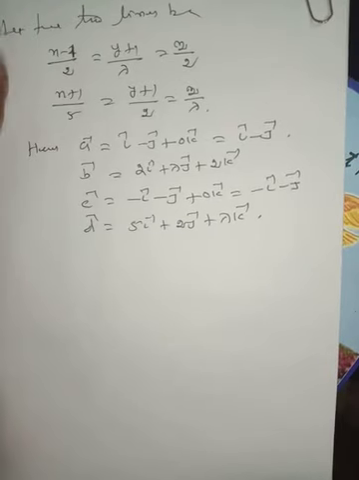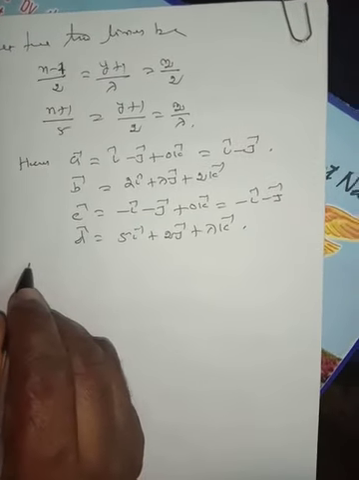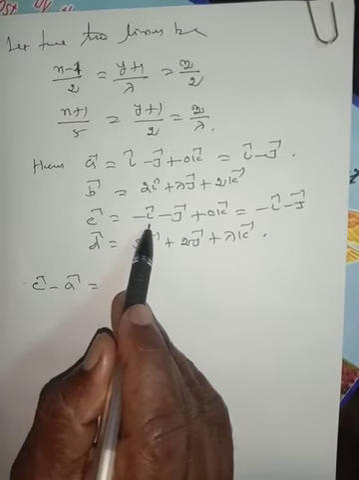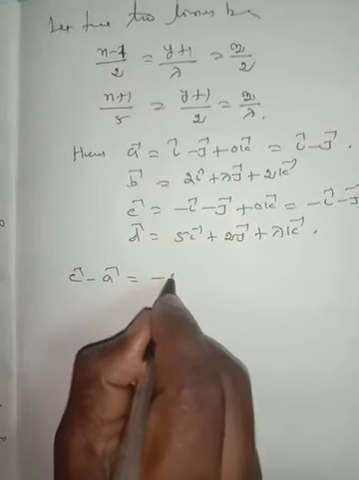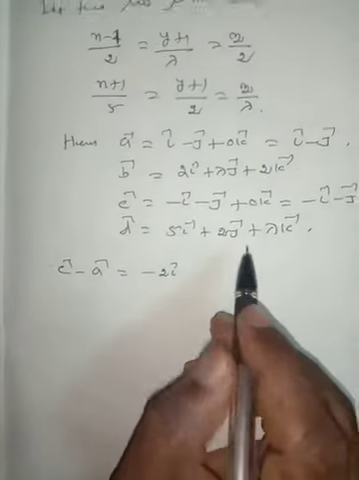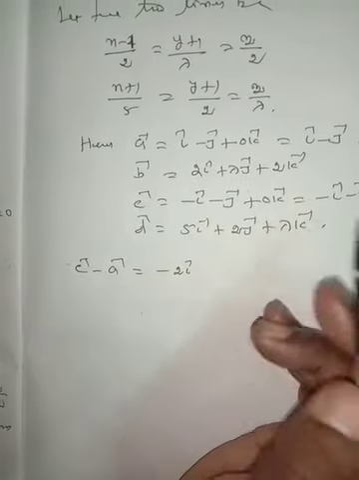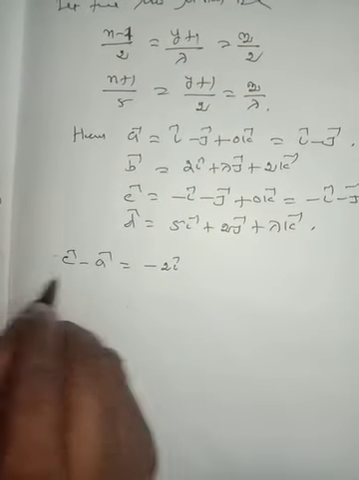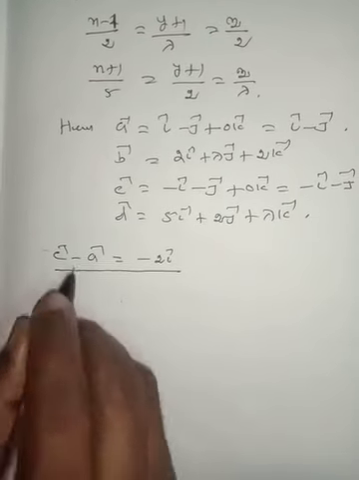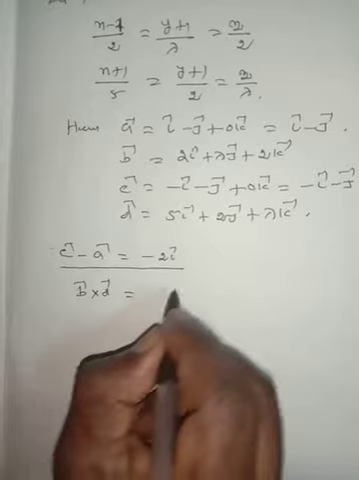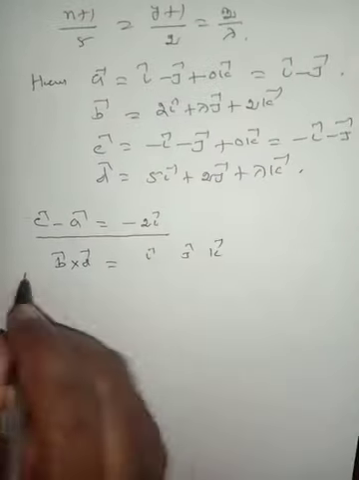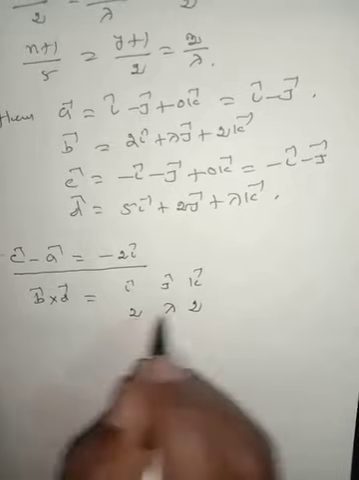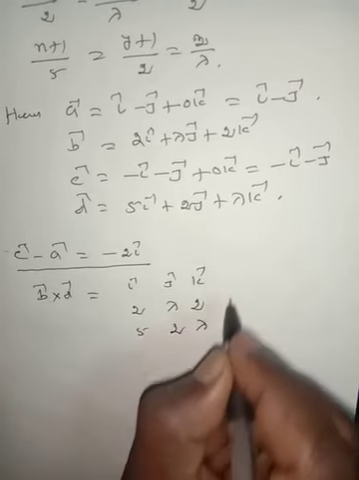Now first, find c vector minus a vector. c vector minus a vector is minus i minus j minus (i minus j), which gives minus 2i vector, and 0 for the other components. So minus 2i vector is the answer. Next, find b cross d. b vector cross d vector is the determinant with rows i vector, j vector, k vector; 2, lambda, 2; and 5, 2, lambda.